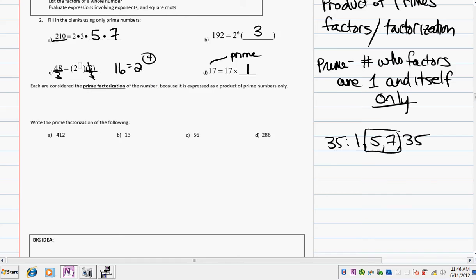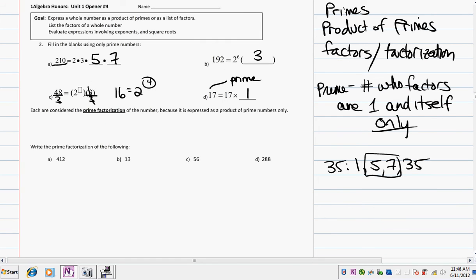So this is called prime factorization. So we're going to do the prime factorization of these, and I'll show you a couple techniques. One way that I often see students is this tree. And so what they look for is two numbers that multiply.